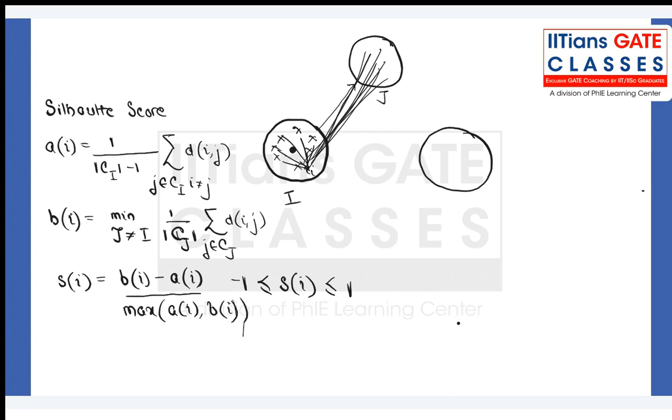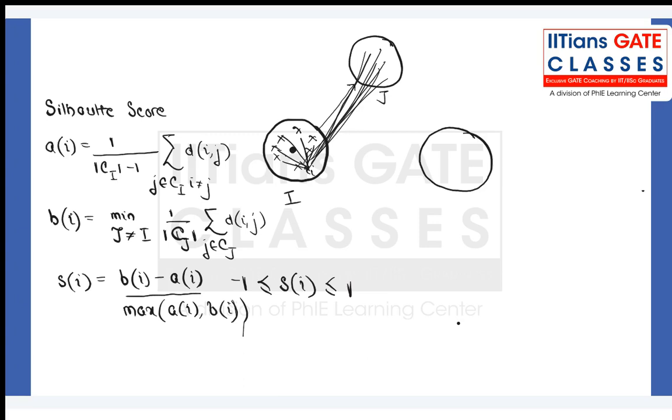It's very intuitive. If the value of bi is more than ai, then your Silhouette score will be greater than 0, so your difference is not negative, it's positive. And if ai is greater than bi, then the difference is negative. So the more you are going towards 1, the better the algorithm, and the more you are going towards -1, the worse your clustering. Okay, so this was clustering.